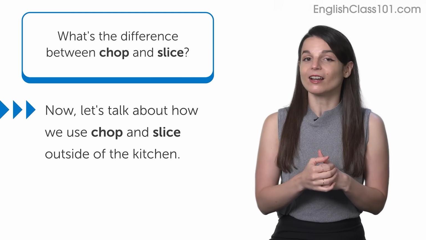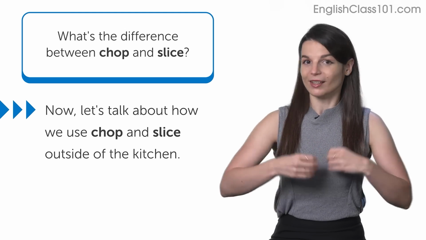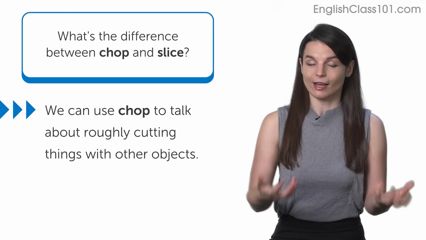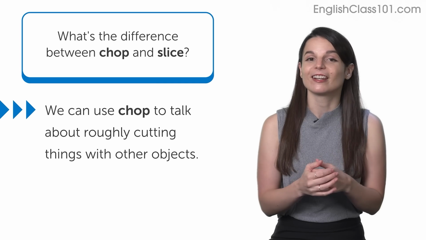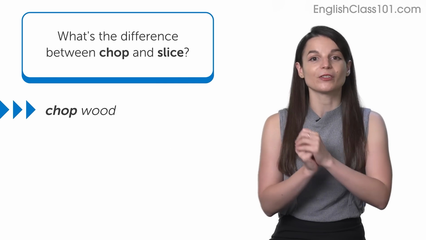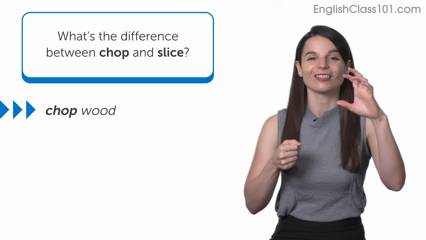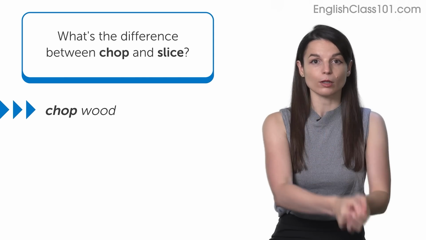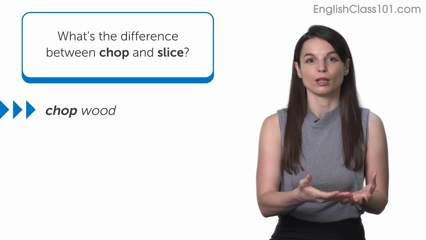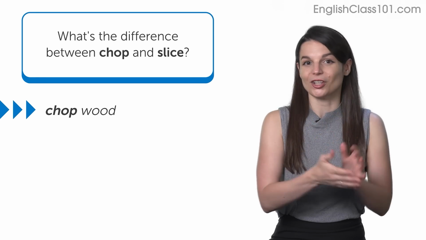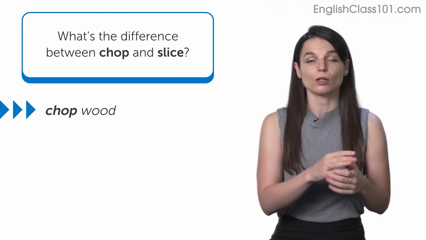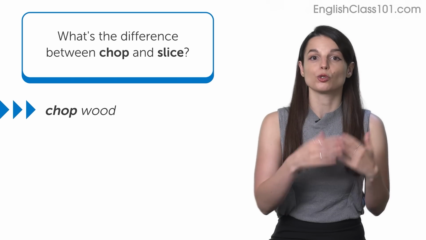But now let's talk a little bit about how we use these verbs outside the kitchen. First, we can use chop to talk about roughly cutting things with other objects. For example, you might hear the expression somewhere, chop wood. This refers to using an axe, like a knife with a handle on it, to cut pieces of wood. Again, the idea here is that we are roughly cutting the pieces of wood. We're not trying to make a specific shape most of the time, but we're just cutting the wood into smaller pieces. So we use the verb chop to do this, to chop something.